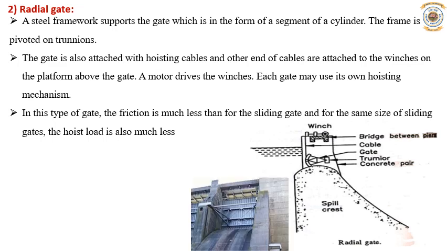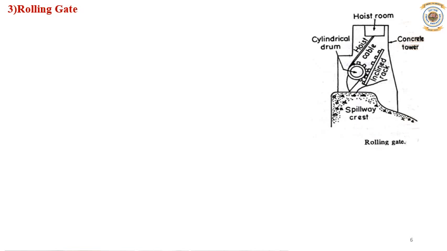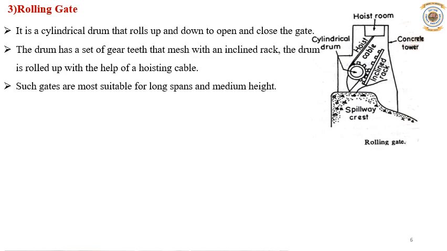Next, this is a sketch where you can see a radial gate. See here also. Okay, next we will see the rolling gate. The figure shows a rolling gate. It consists of a cylindrical drum made of steel.